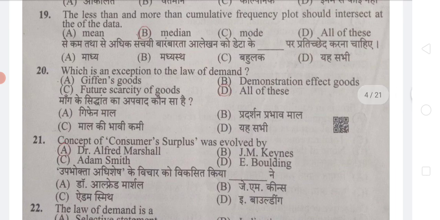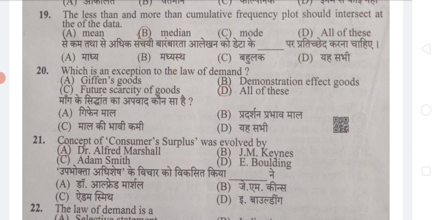The less than and more than cumulative frequency plot should intersect at the dash of the data. B. Median. Which is an exception to the law of demand? All of these. Given goods, demonstration effect goods, future scarcity of goods. क्वेश्चन नंबर 20 से इकोनॉमिक्स के क्वेश्चंस हैं. Concept of consumer surplus was evolved by A.